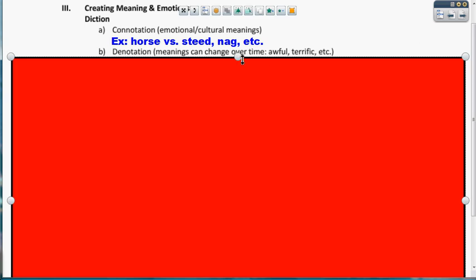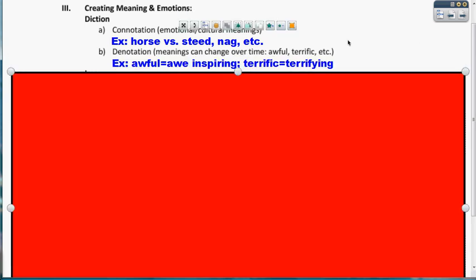So if we take a look at the history of a word like awful, if you see it in an older text, a lot of times awful does not mean bad. It means something like awesome or awe-inspiring. Likewise, the word terrific in older texts can mean terrible.